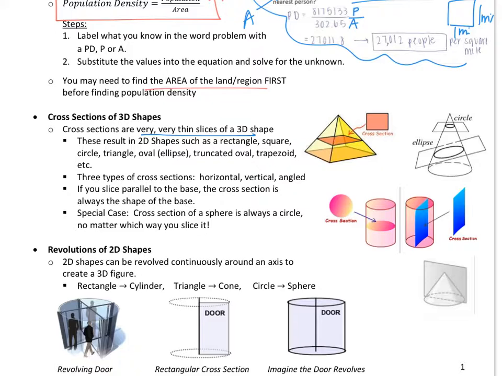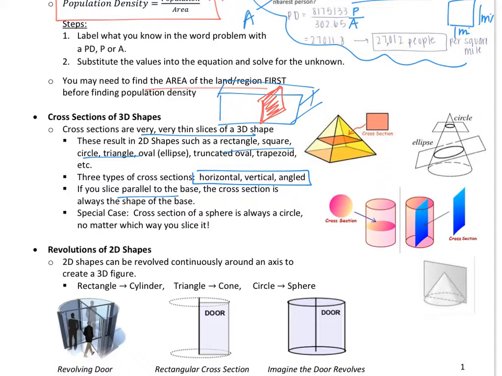You could think about, say, a brick of cheese. If I were to take my brick of cheese and slice a piece of that cheese from it, I could slice out the thinnest piece of cheese that I could possibly want, but we're talking about the shape of that slice of cheese. You can get shapes such as rectangles, squares, circles, triangles, ovals, or ellipses, trapezoids, etc. We can cut a cross-section in 3 different ways: horizontally, vertically, or angled.